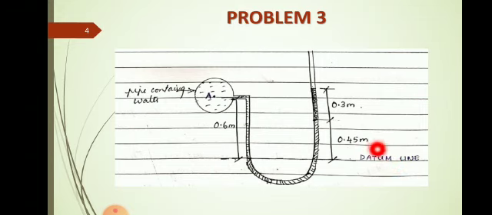Now why are we drawing the datum line? We are drawing the datum line because it is a horizontal surface, and the pressure above the horizontal surface in both the limbs can be equated. So remember, the pressure above a horizontal surface will be the same. So here you can find the pressure above the datum line in the left limb and the pressure above the datum line in the right limb, equate the two and find the pressure at point A. We'll come to the steps one by one.